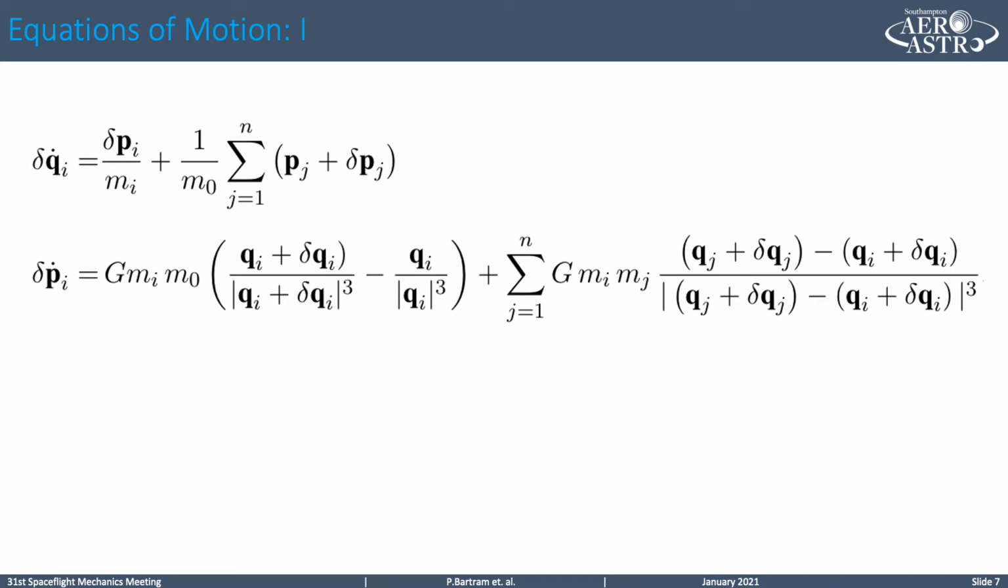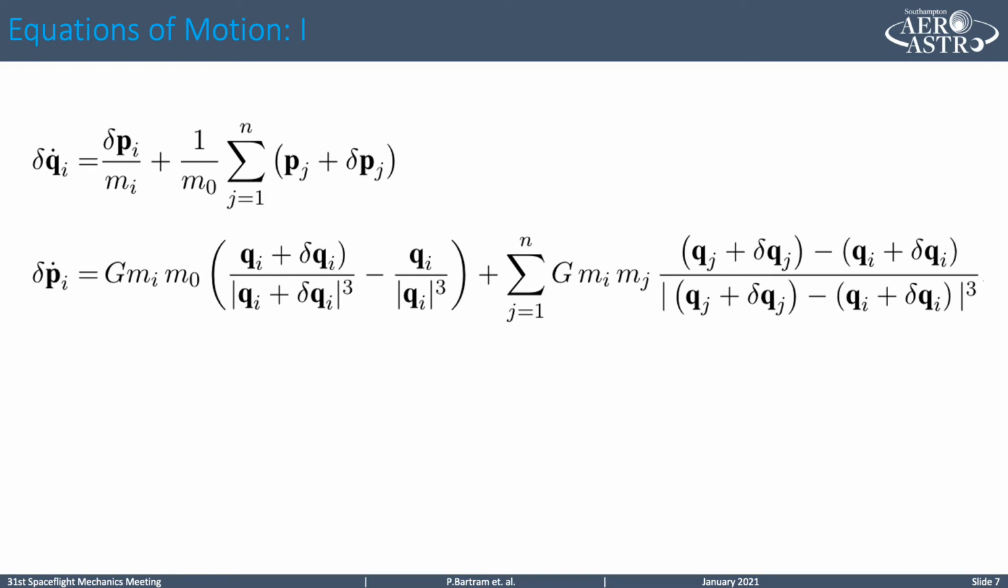So in democratic heliocentric coordinates, the Encke method equations of motion are given by these expressions here for the change in position and momentum of each body. As we're working in democratic heliocentric coordinates, we need to specify an index for the central body, and as is conventional, we opt to use 0.